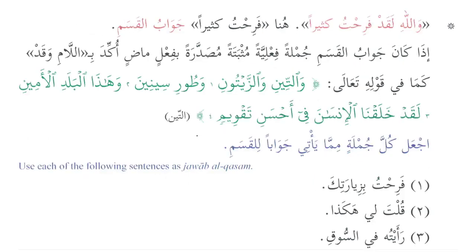Okay, now we have the use of wallahi. As we know, wallahi is used for an oath, and waw is here waw al-jarr. This is harf jar. Why is it harf jar? Because the ending has become majroor. So the whole combination of waw and the word that is majroor, wallahi, gives the meaning of oath. So wallahi laqad farihtu kathiran. Wallahi, by Allah, I am indeed very happy. Here farihtu kathiran is jawab al-qasam. So we know that wallahi is qasam, and laqad farihtu kathiran is jawab al-qasam.